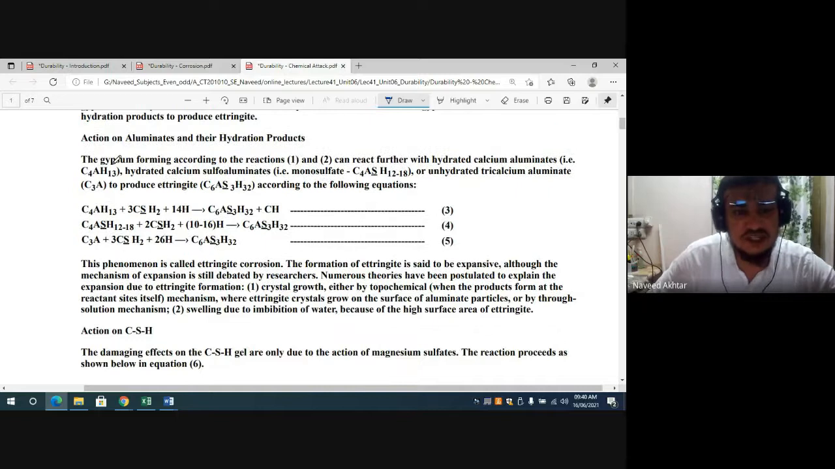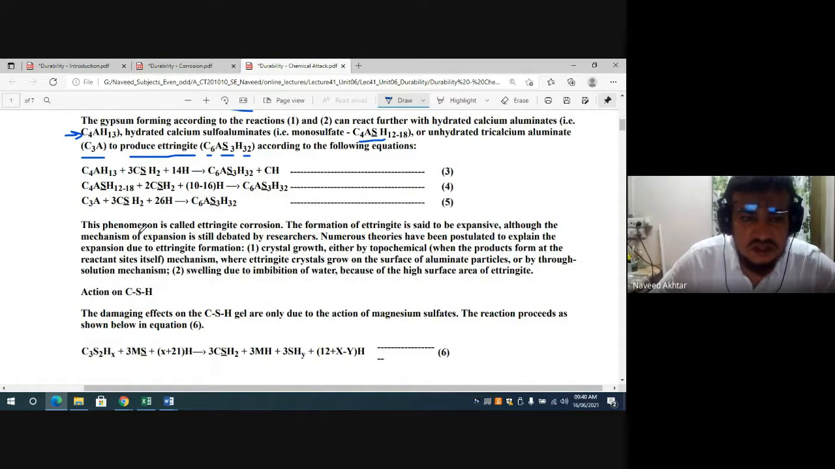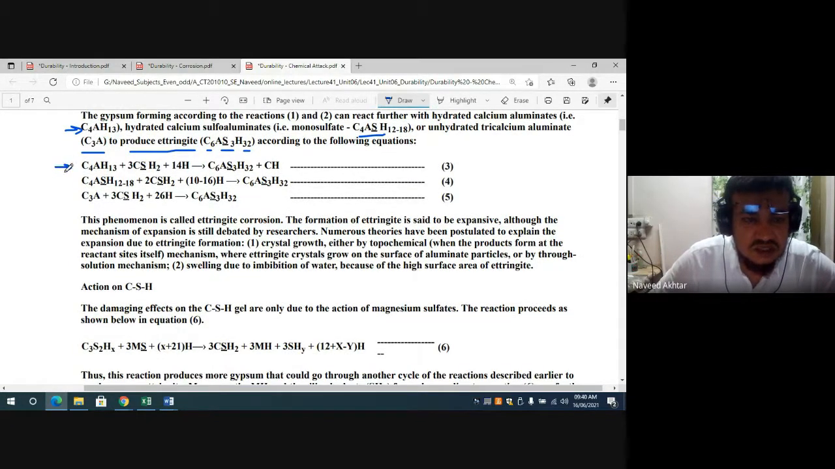Action on the aluminates and their hydration products. You can see the gypsum formed according to reactions 1 and 2 can react further with the hydrated calcium aluminate, that is C4AH13, the hydrated calcium sulfoaluminate, that is monosulfate, or unhydrated tricalcium aluminate C3A, to produce ettringite, that is C6AS3H32, according to the following equation. So these equations you can remember.